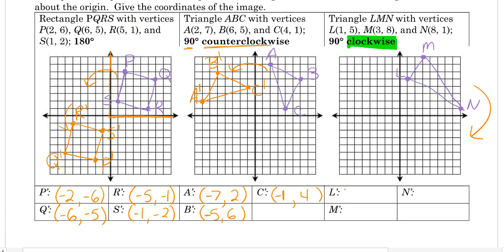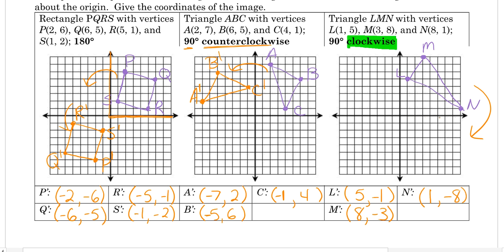So if L was at 1, 5, I'm going to flip those. It would become 5, 1, and then the original x would become negative, or the new y would become negative. For M, it was at 3, 8, so it would now be at 8, and then negative 3. And N, if I reverse those, it would be at 1, negative 8. And then you can go ahead and graph those.